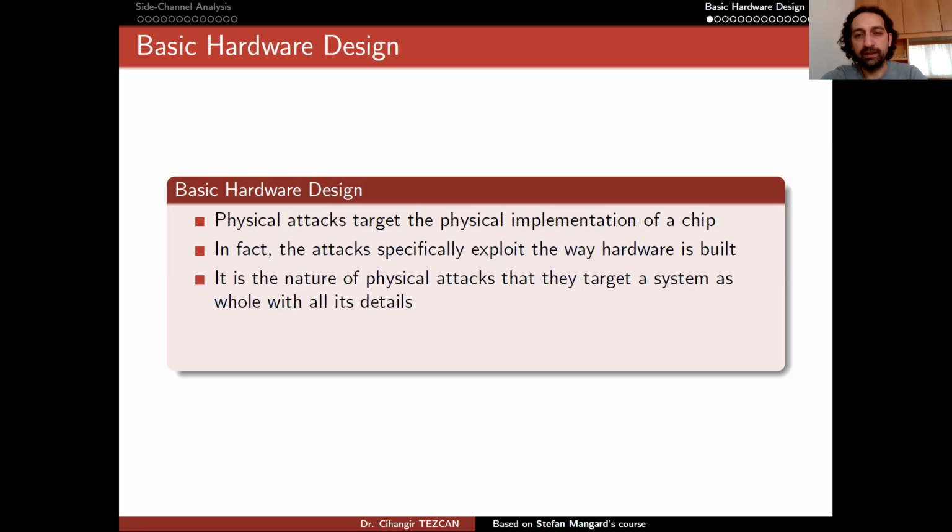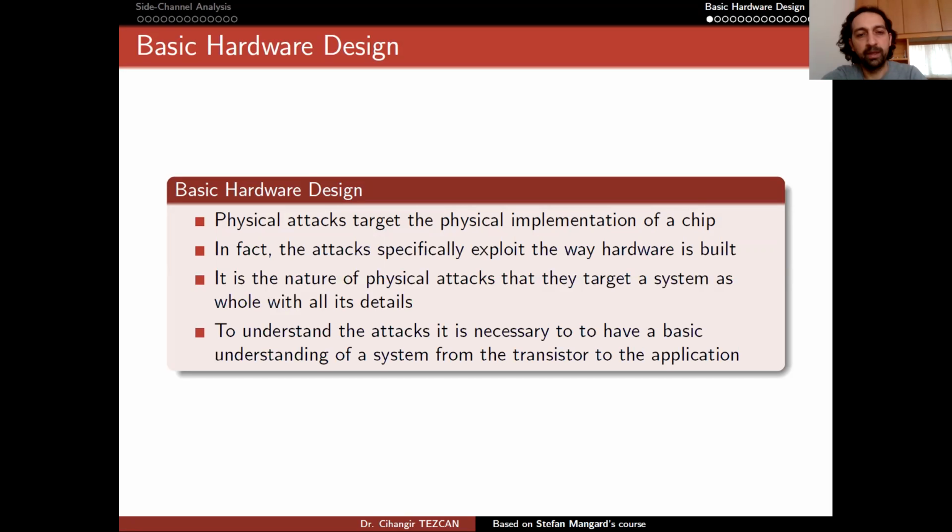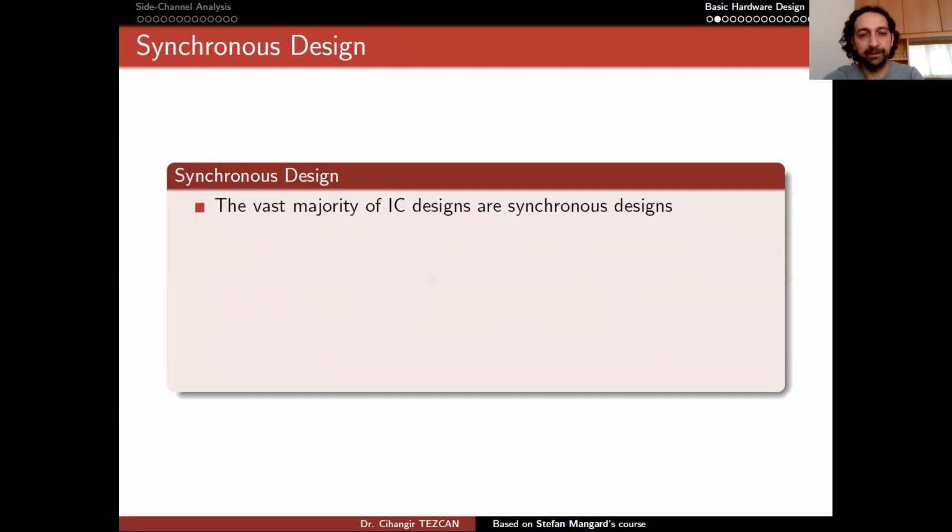It is the nature of physical attacks that they target the system as a whole with all its details. To understand the attacks, it is necessary to have a basic understanding of a system from transistor to application. So this is why cryptography is an interdisciplinary area. You need to know mathematics, computer science, but also electronics. So this part is more related to electronics than mathematics or computer science, let's say.